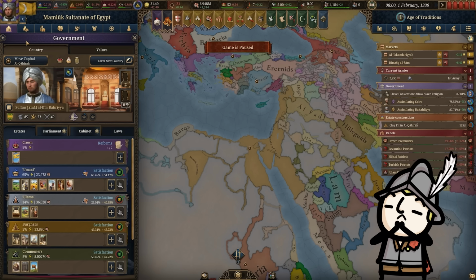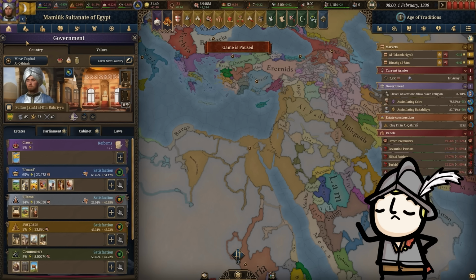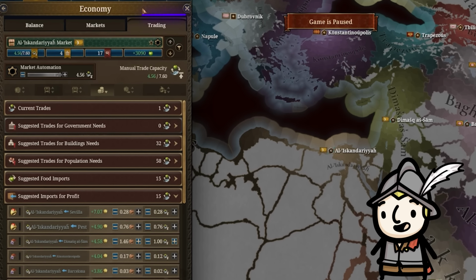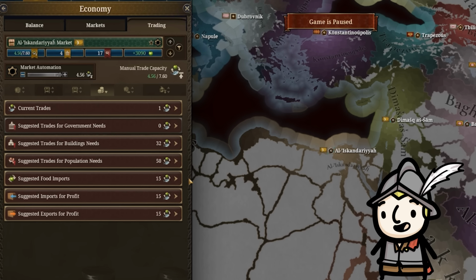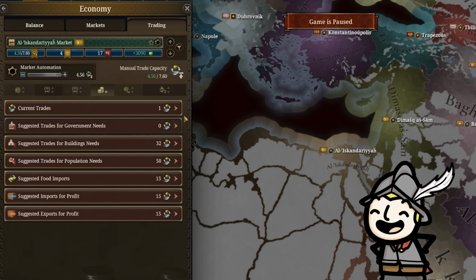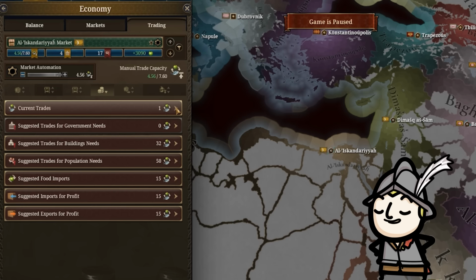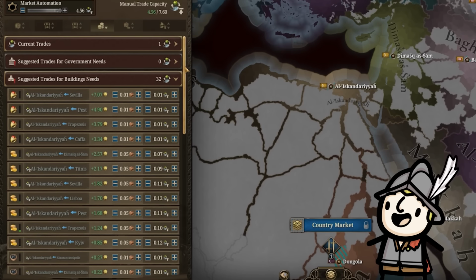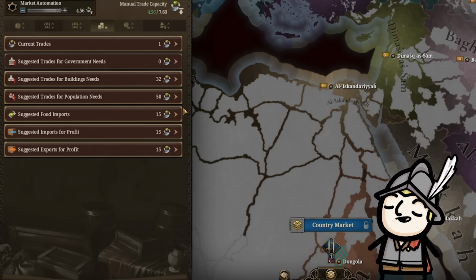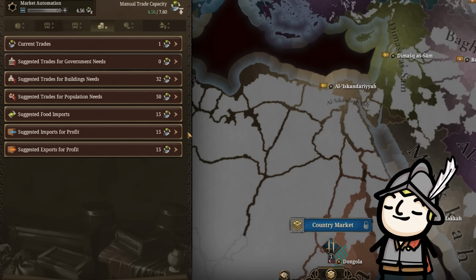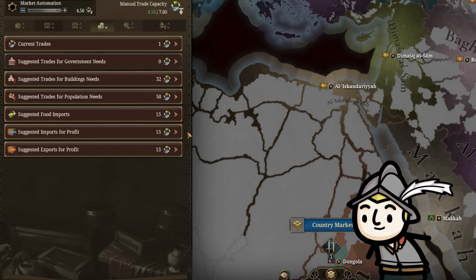Now, if you're struggling with your economy a bit, if you don't know what to buy, what to sell, and who needs what, there is a place to go to get some help. If we take a look at our economy panel and then head over to the trading tab, here we can find some information we are familiar with, like trade capacity and the automation button. And we have some drop-down panels that will show you good trades based on categories. So we have our current trade, that's the one we manually set up. Our government does not need any goods, so this one is empty. Here we have a laundry list of items that our buildings need, a bigger list of items that our pops need, suggested food imports, exports for profits, and imports for profits. Some of these may overlap a little bit, so if you alter one, you may see changes elsewhere.